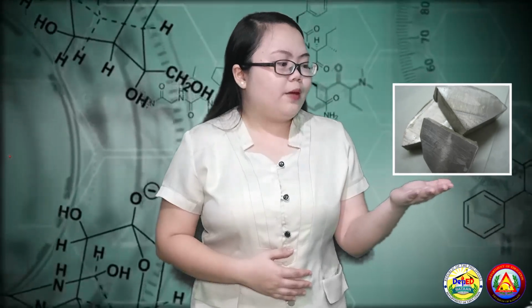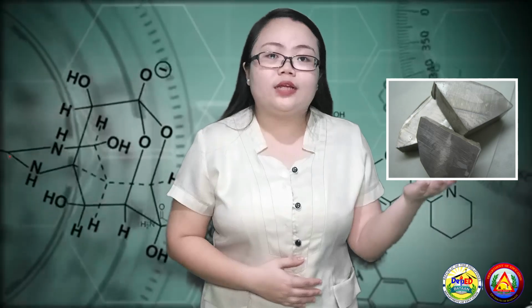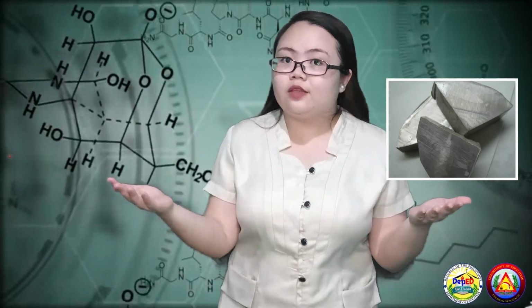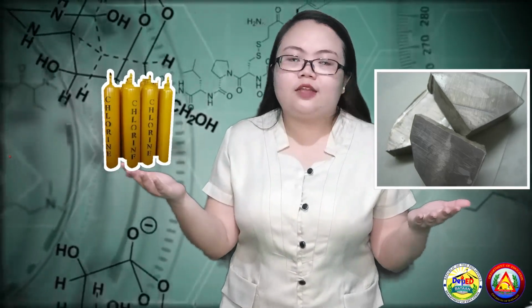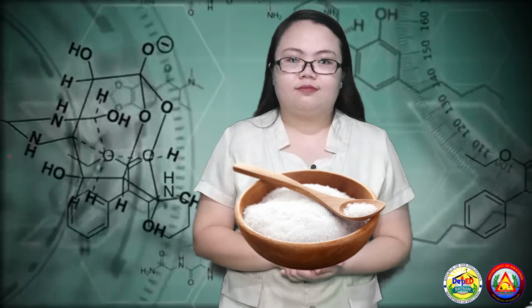Sodium is a soft metal which has a silvery white color and reacts quickly with water, and chlorine is a poisonous greenish yellow gas. When chemically combined, they form table salt or sodium chloride.